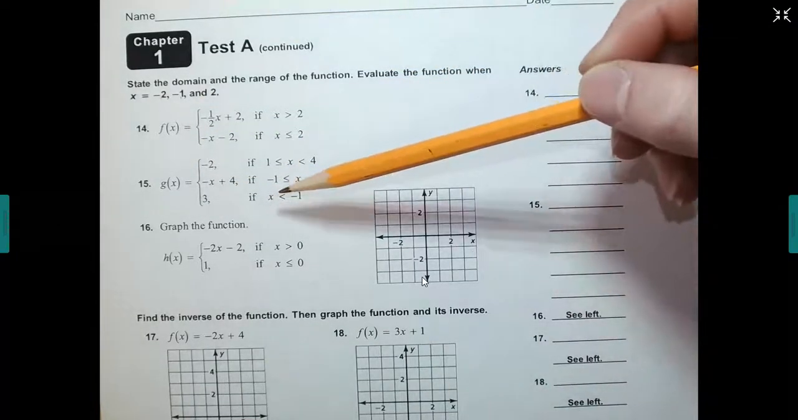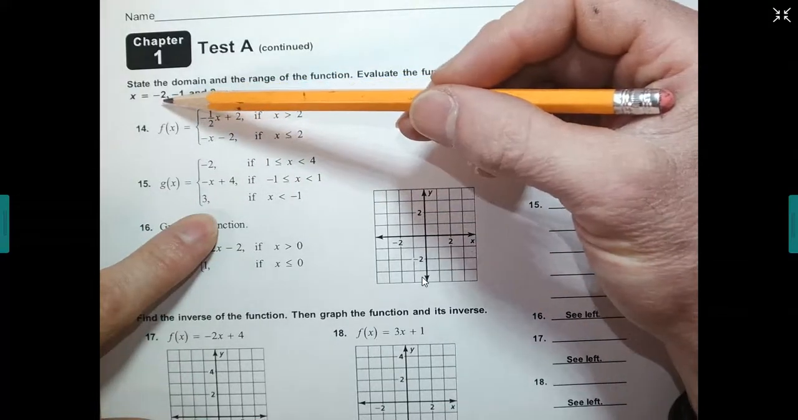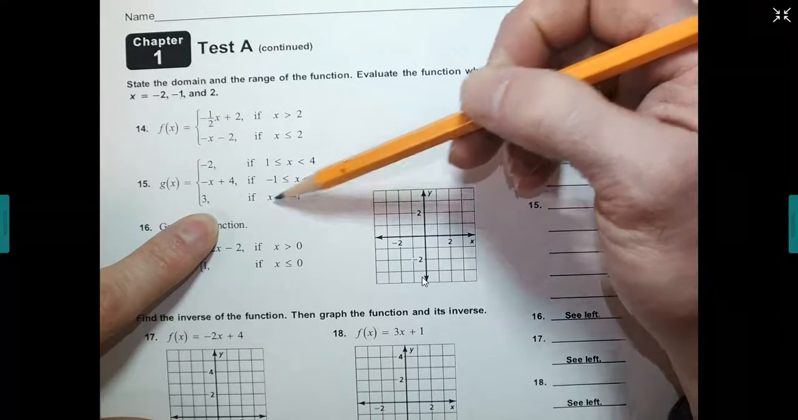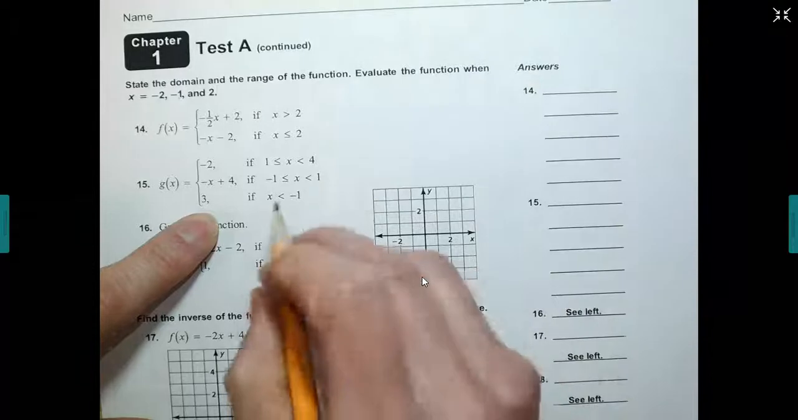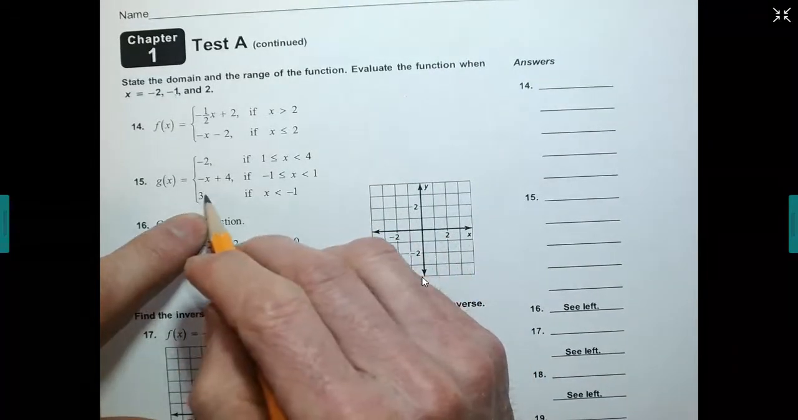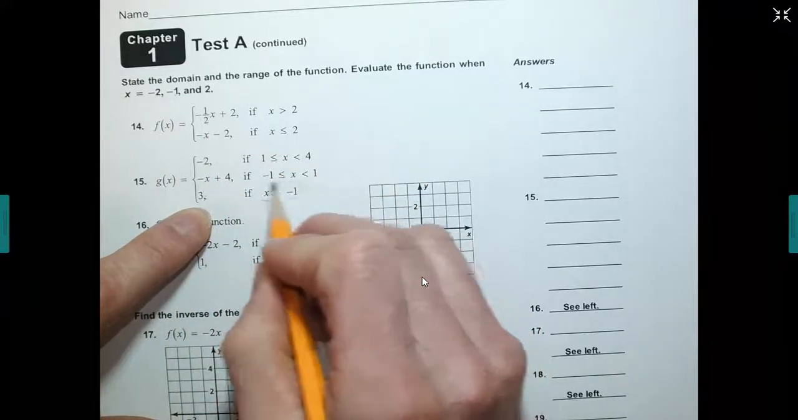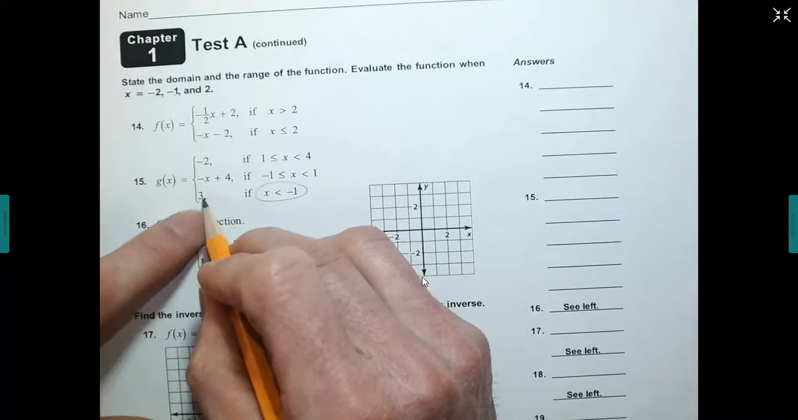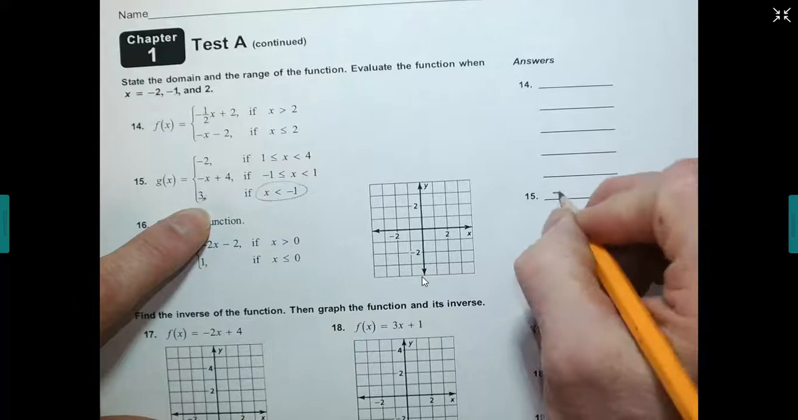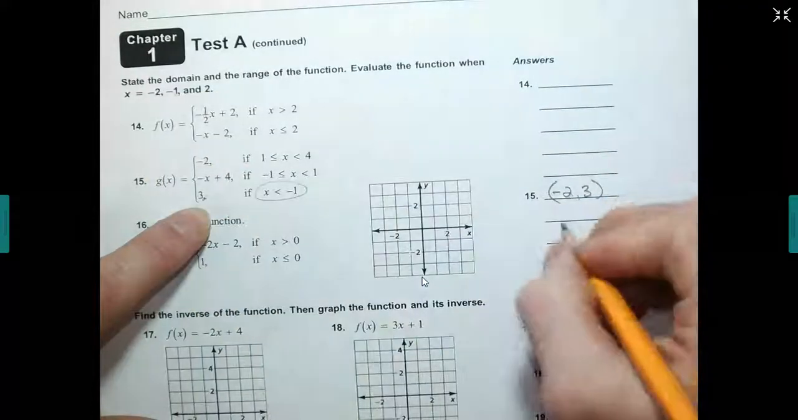15. So when x equals negative 2, let's see, which one of these gives us a negative 2? x is less than negative 1. So if we plug a negative 2 in, this is the only place it works, and we're on a flat line. So it's 3. So when we have negative 2, our answer is 3.